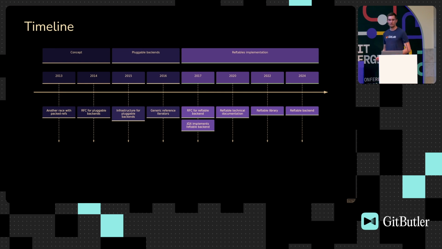So the next 2 years were spent on slowly refactoring the code base to make pluggable reference backends a thing in the first place. In 2017, we then finally had the first RFC for the reftable backend, as well as an initial implementation in JGit. The technical document for the format landed in 2020, the reftable library that allows reading and writing tables landed in 2022, and then finally the reftable backend that ties it all together landed in 2024. So apparently, this huge odyssey is what you can expect when working on a huge change like this in the Git project.